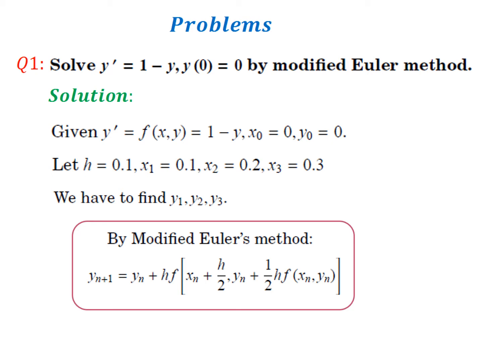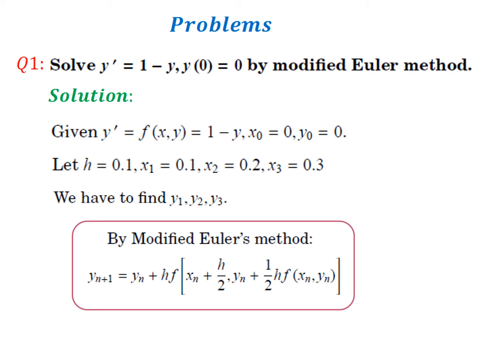Let h = 0.1. From this I can calculate x1. The x1 formula is x0 + h. x0 is 0, h is 0.1, so x1 = 0.1. The x2 formula is x1 + h, 0.1 + 0.1 is 0.2. Next x3 = x2 + h, x2 is 0.2 and h is 0.1, so x3 = 0.2 + 0.1 = 0.3.